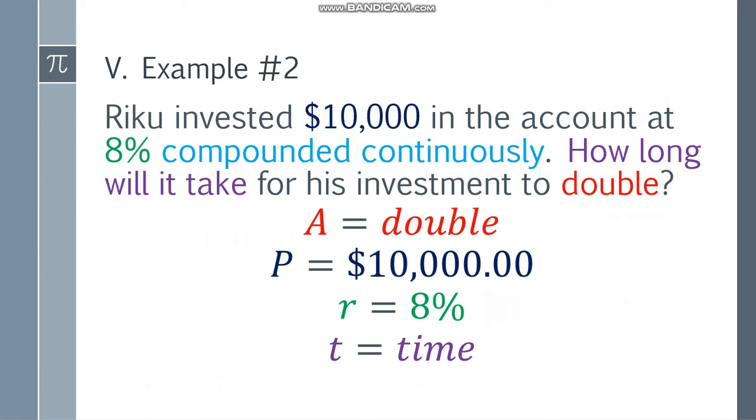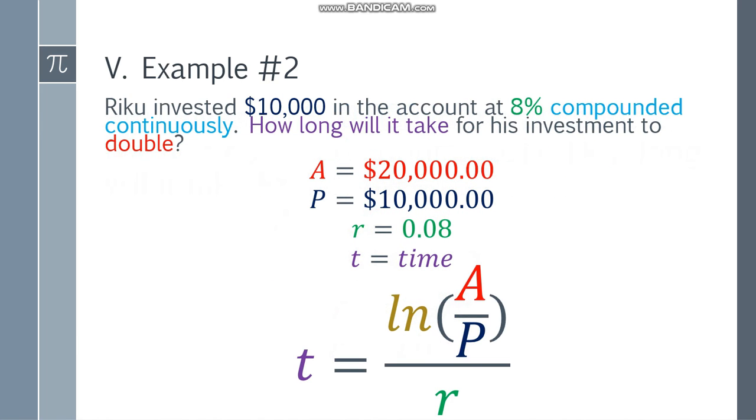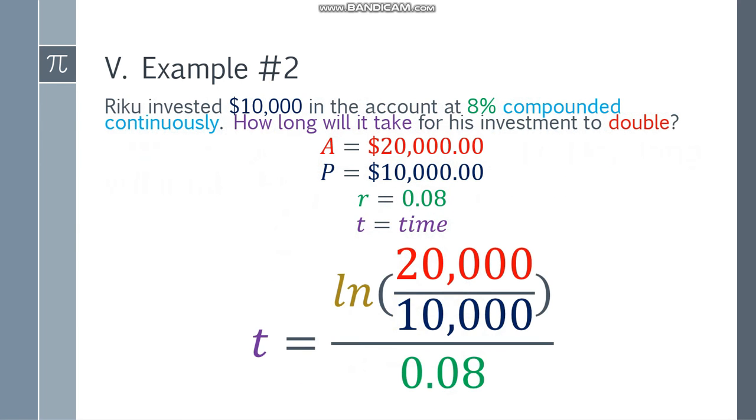Okay, so how about this? You don't know the final amount, but it just says double. So just get your principal and double it. That will be $20,000. Now, remember, the rate should be in decimal form, so just change it. That will be 0.08. And place the formula. Substitute the values. We have ln of the quantity 20,000 over 10,000, and all over 0.08.